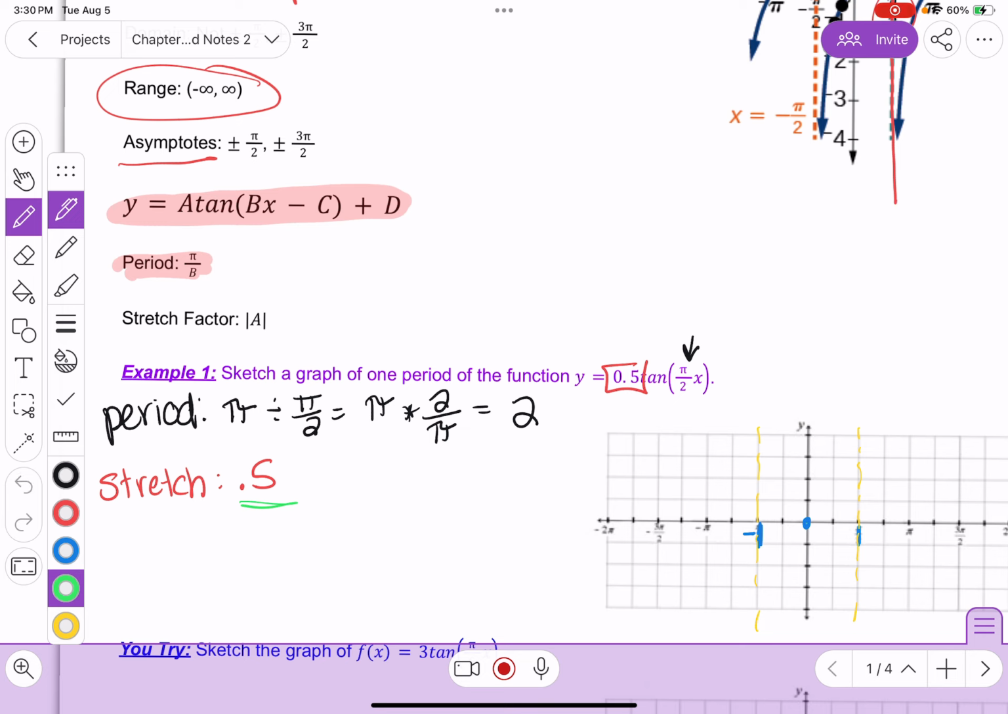So halfway between the middle and 1, we'd go up 0.5. And halfway between the middle and the negative side, we'd go down 0.5. That's how that stretch factor works. Then we just draw our shape almost like a cubic function. And if we wanted to repeat that, we would do the same 3 points over and over again.